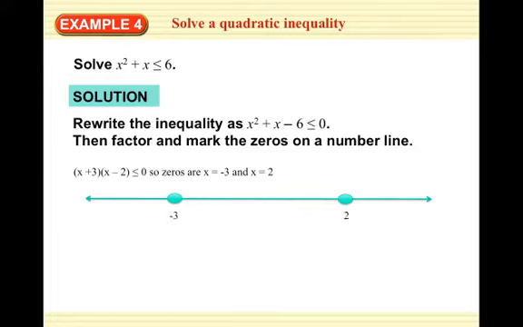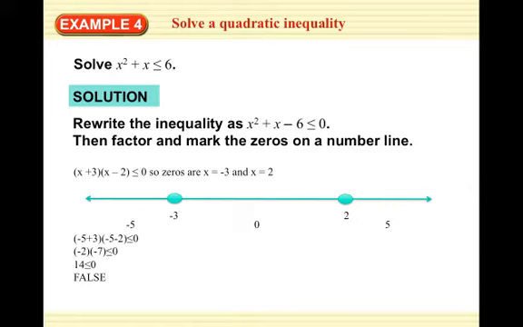So we mark those on our number line with a closed dot because of the less than or equal to. Then we're going to pick representatives from each of the 3 regions that are created: the region less than negative 3, the region between negative 3 and 2, and the region greater than 2. A good representative of the region less than negative 3 is negative 5. I could have chosen negative 4, negative 6, negative 12, as long as it's less than negative 3. Between negative 3 and 2, I'm going to choose 0 because it's so easy to work with. And greater than 2, I went ahead and picked 5.